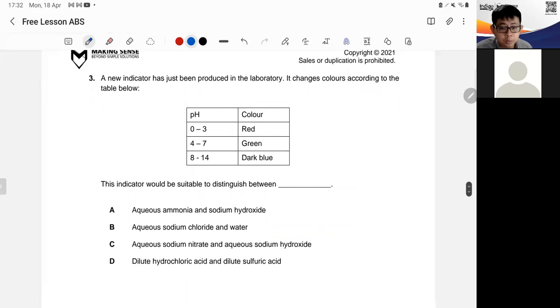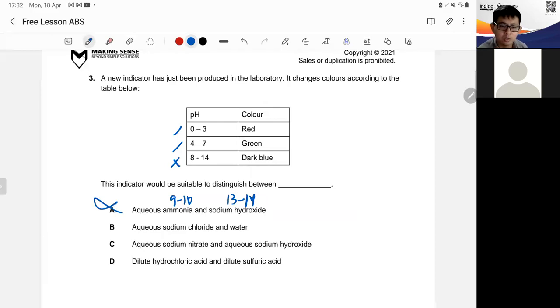The indicator can distinguish. So look at this indicator. It's red, green, dark blue. What is it good for indicating? Let's look at A. Not good, because this is a weak base. Its pH for ammonia is around 9, 10. NaOH is around 13, 14. You cannot tell them apart because it's already dark blue from 8 to 14. That's not a good answer.